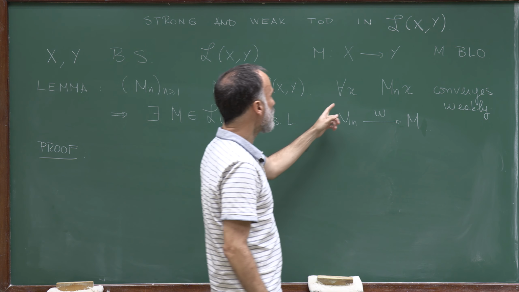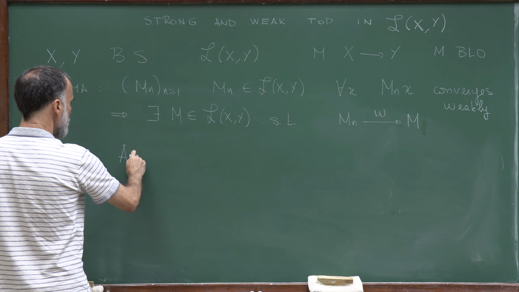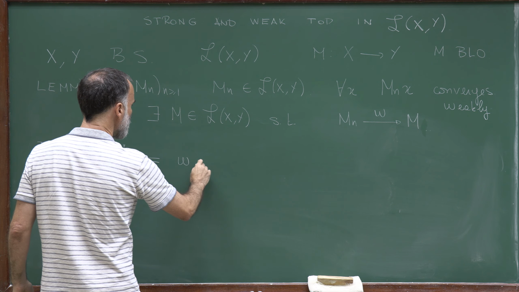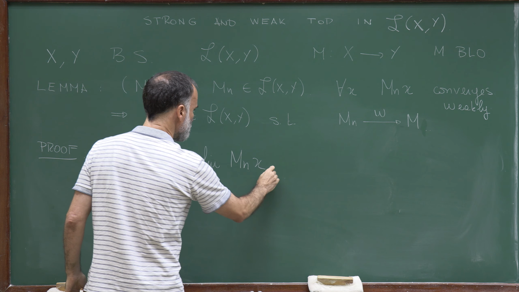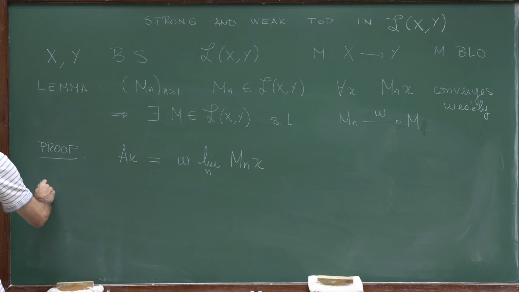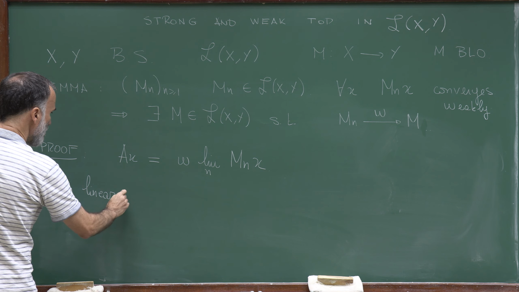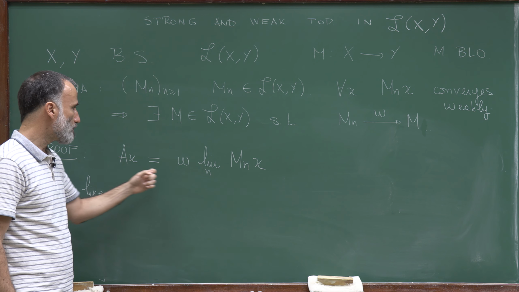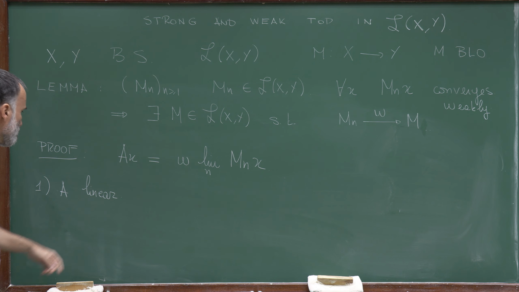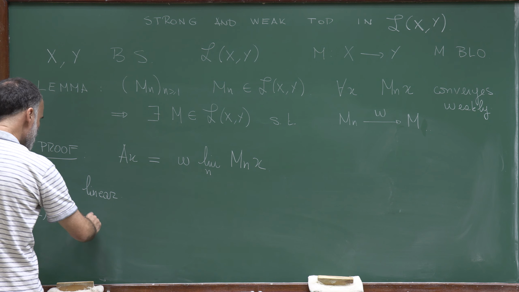So let's assume that for all x, M_n x converges weakly. And again, let me call Ax the weak limit of the sequence M_n x. First, I claim that A is linear. And this is very easy to prove. So I leave to you to check that A, defined in this way, is linear. So now what we have to show is that this linear operator from X to Y is bounded.